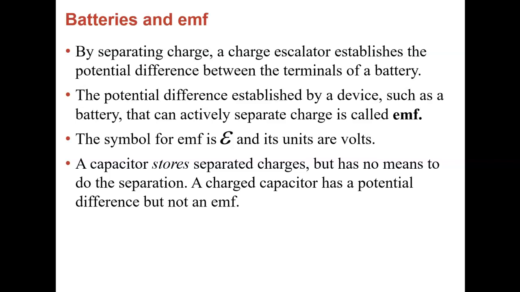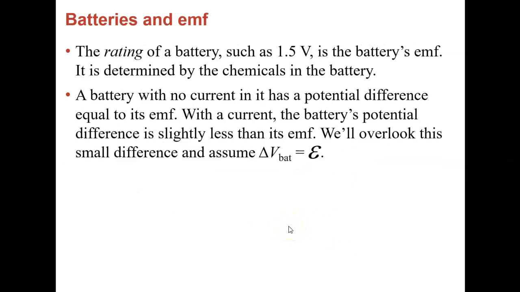Okay. So EMF is your electric force in the battery, which forces things to move through it. A rating for a battery is the battery's EMF, the voltage. A battery with no current in it has a potential difference equal to its voltage, its EMF. With a current, the battery's potential difference is a little bit less. Here we're going to basically just say that the voltage of that battery, the potential difference in that electric potential of either end that wants the charge to move, is equal to your electromotive force. If you get into higher level classes, they'll go into the differences.